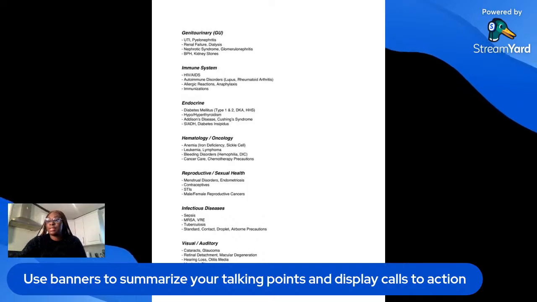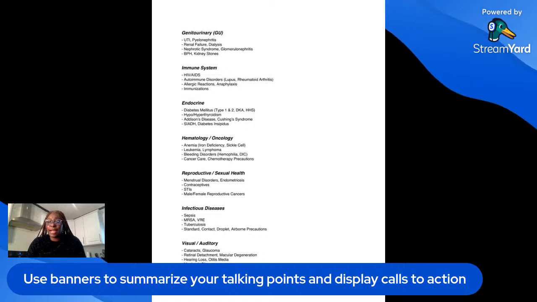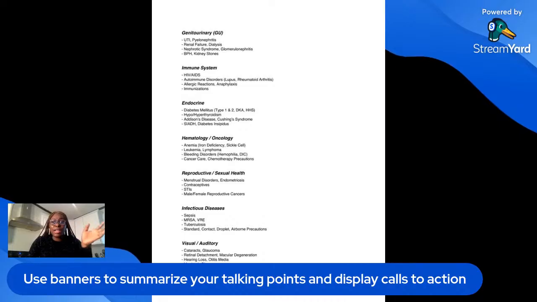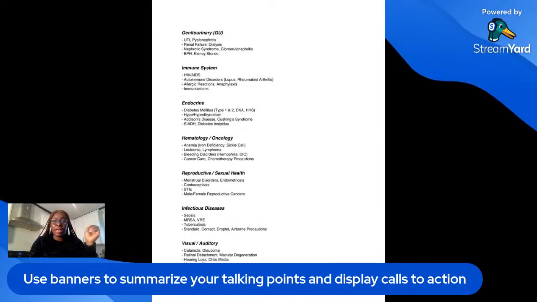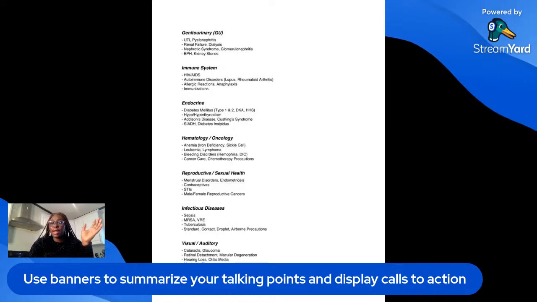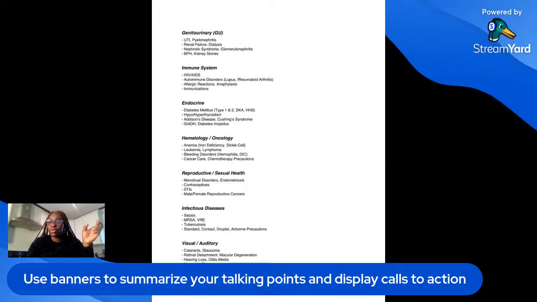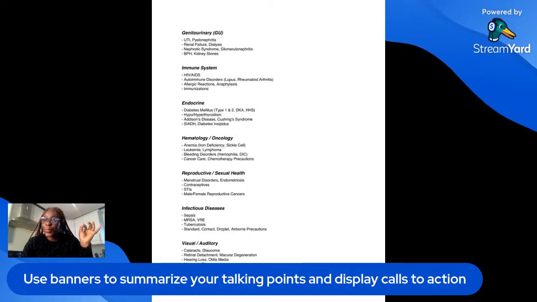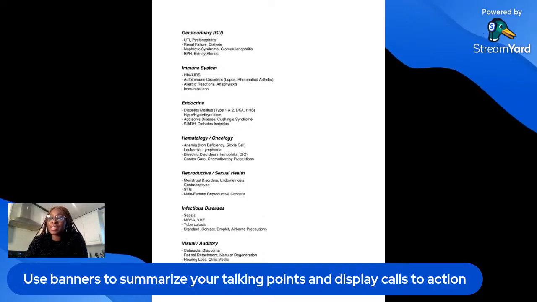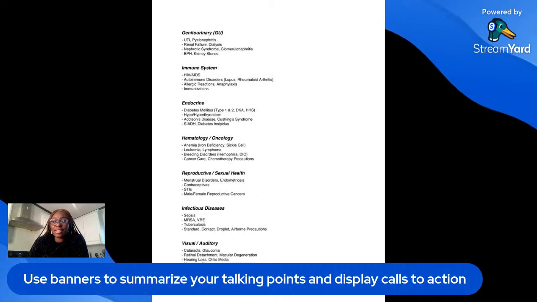Now, for immune system, we have HIV, autoimmune disorders like lupus and rheumatoid arthritis. We also have allergic reactions, anaphylaxis, and immunization under immune system. Under endocrine, we have diabetes mellitus type 1 and 2, diabetic ketoacidosis, hyperthyroidism, Addison's disease, Cushing syndrome, SIADH, and diabetes insipidus.